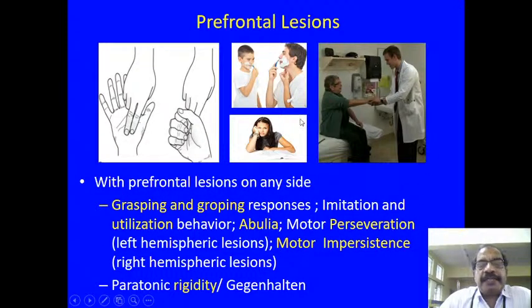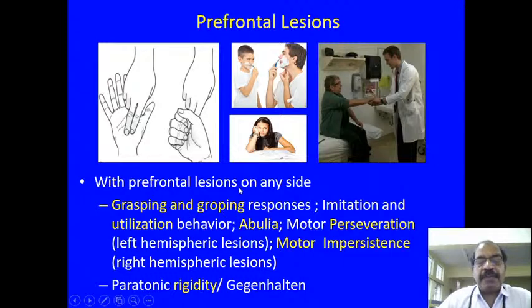And also, if there is a lesion of the prefrontal part, the various manifestations which may come are like there will be various release reflexes. So these reflexes are present in early life, like in infants, but after 1 year or so, these reflexes disappear. But if there is some dysfunction of the frontal lobe, the grasp reflex and other primitive reflexes may come back. So grasping reflex, groping reflex may come back.